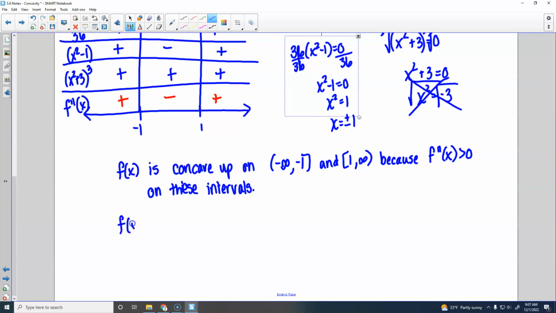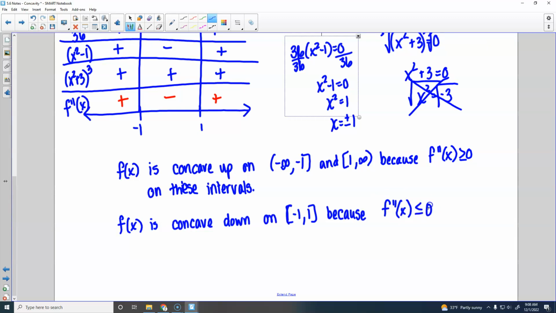And then f of x is concave down on negative 1 to 1 because f double prime of x is less than or equal to 0 on this interval.